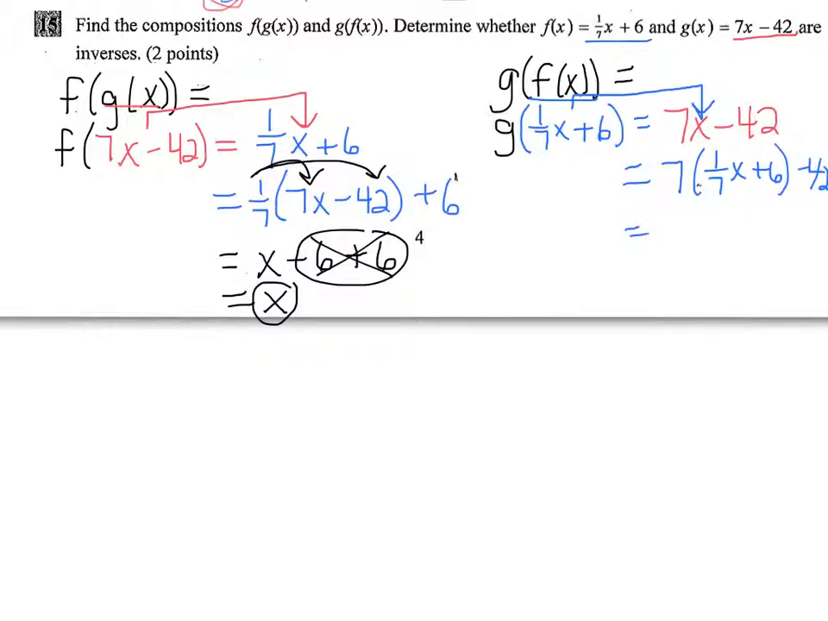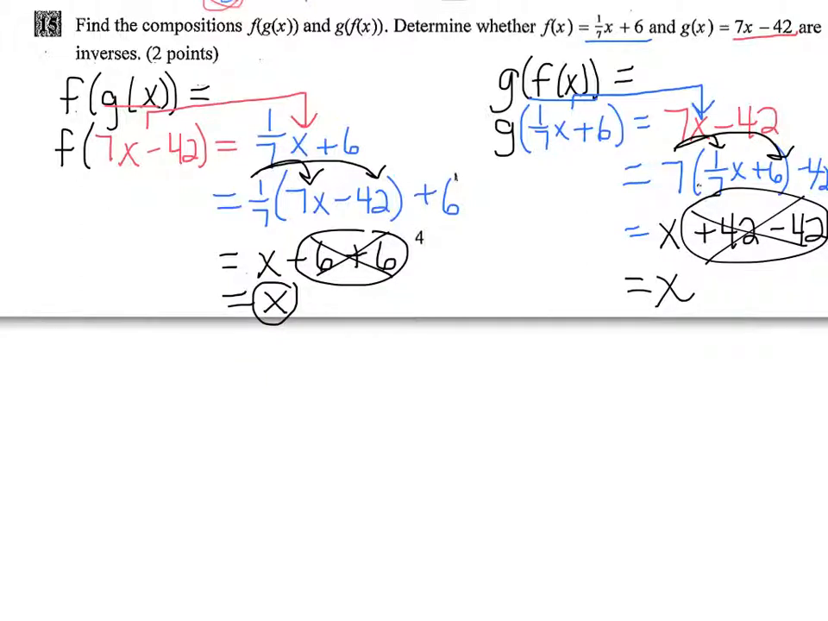So let's go through and distribute. 1/7 times 7 is just 1. 7 times 6 is 42, and then we have minus 42, and when you combine those, they cancel out, and you get 0. And so since we got both of the compositions to equal x, we say yes. This problem shows two functions that are inverses.